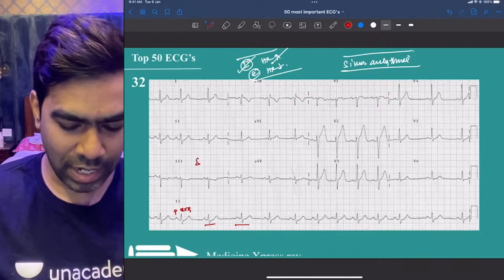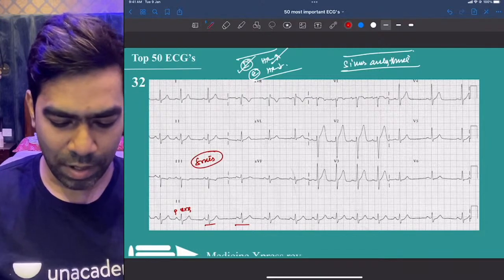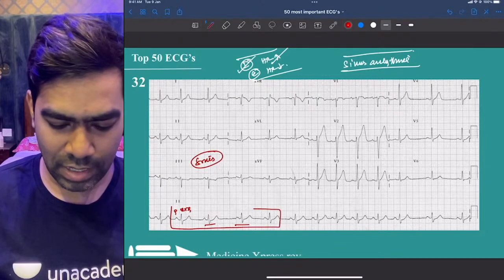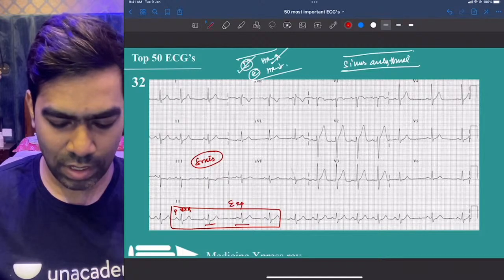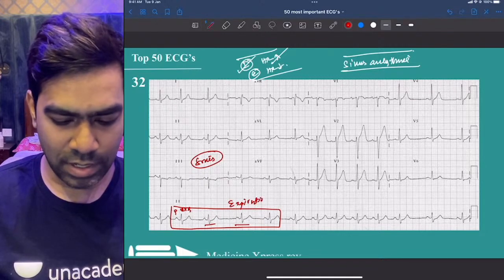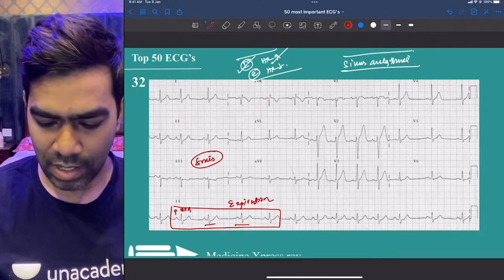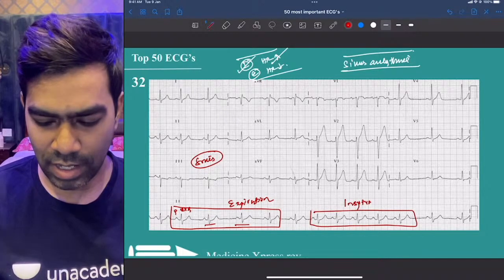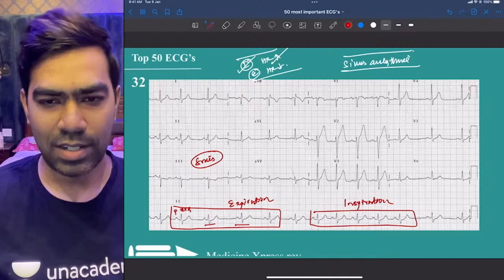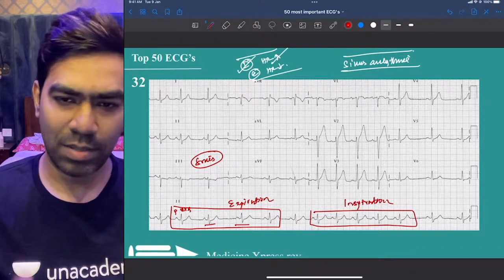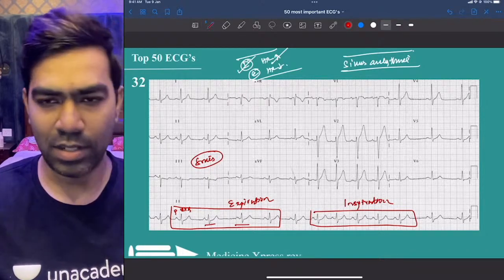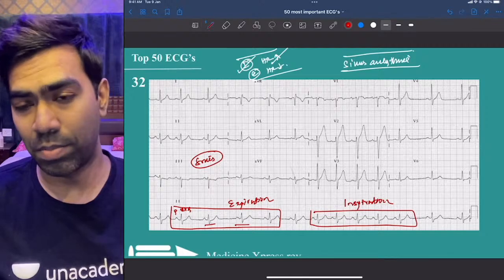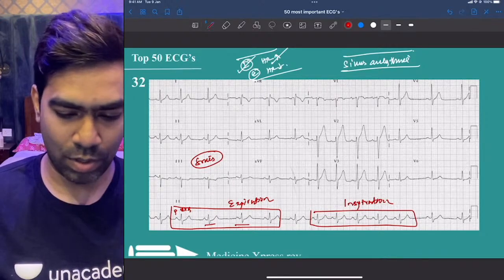So definitely this is a sinus rhythm. There's no doubt about that. Apart from that, I can clearly say that at this point the patient is undergoing expiration. That's why the heart rate is a little less. And during this time, the patient is going for inspiration, and that is the reason the heart rate appears slightly higher. So this is nothing but a simple sinus arrhythmia, which typically happens in athletic people who have a very high vagal tone.